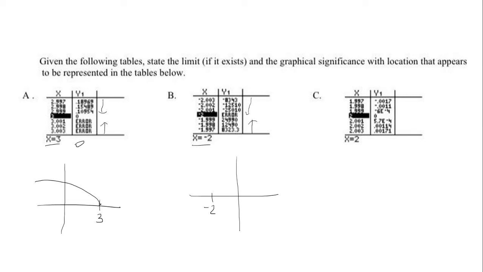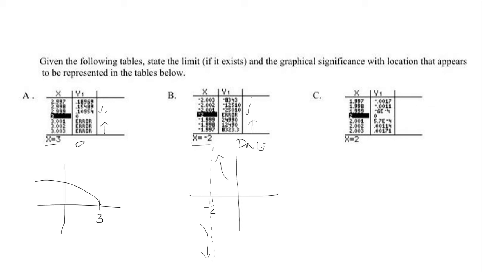In other words, from the left, it's becoming more negative. So something like this. And from the right, it's becoming more positive. And so this has to be a vertical asymptote. And because the left-hand and the right-hand limits do not agree, the limit does not exist.